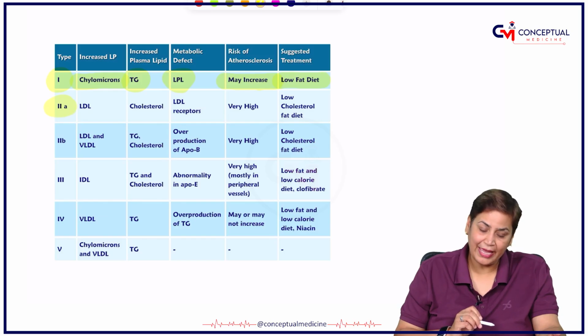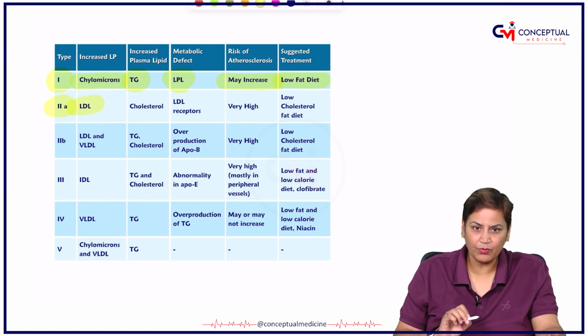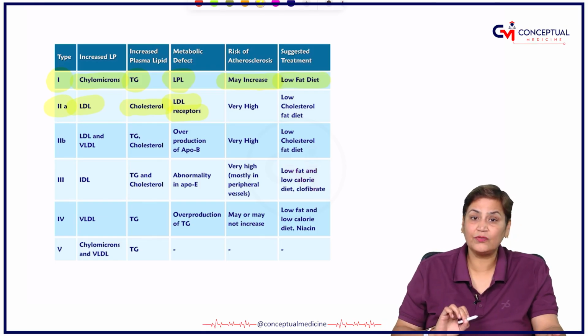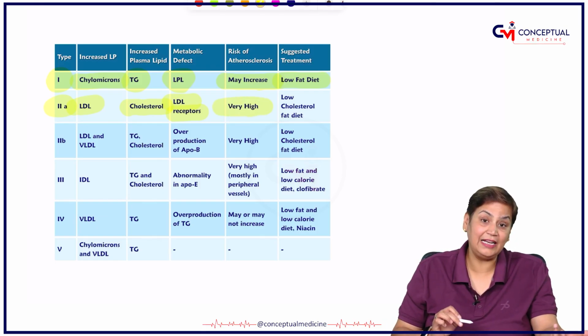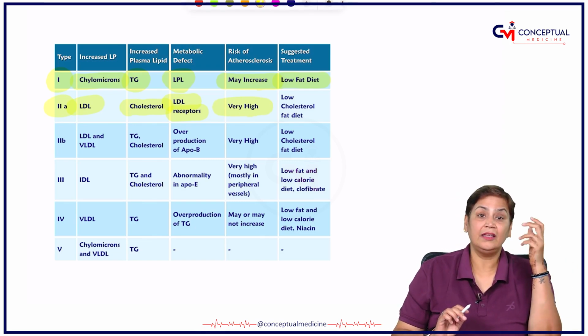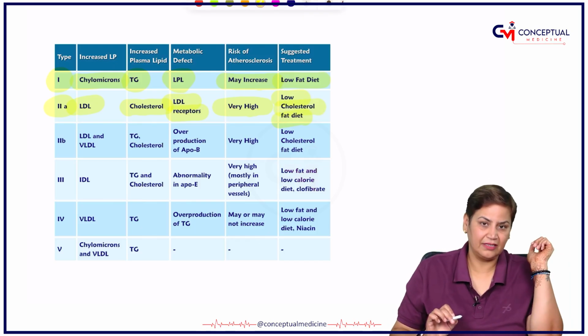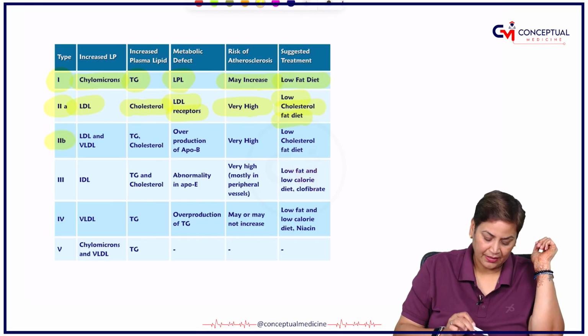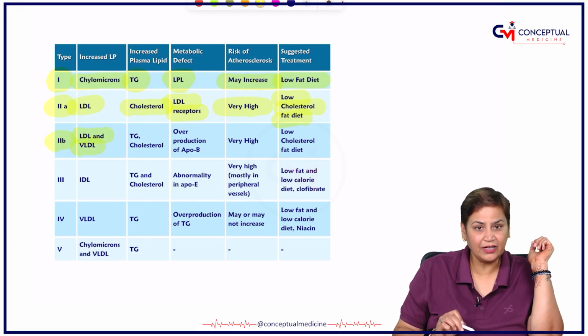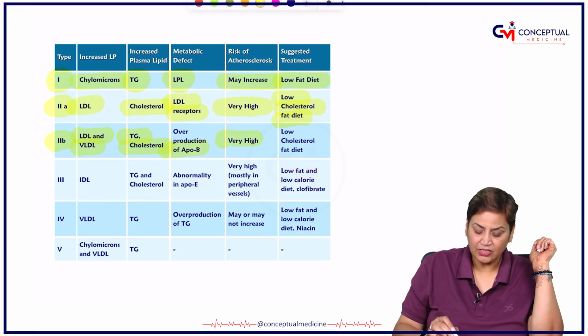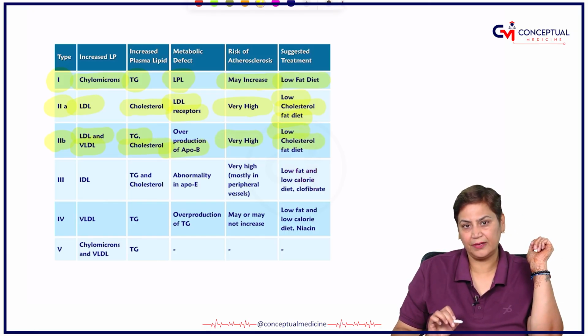If we talk about type 2A, LDL lipoprotein increases and cholesterol increases. Defect is due to the LDL receptors. Chances of CAD are very high because of LDL, deposition of cholesterol in the heart and in the adipose tissue, and a low cholesterol, low fat diet is the treatment. Type 2B, in which LDL and VLDL both will increase. So obviously TGs and cholesterol will increase. Reason is overproduction of Apo B. Chances are very high. So again we prescribe a low cholesterol diet.